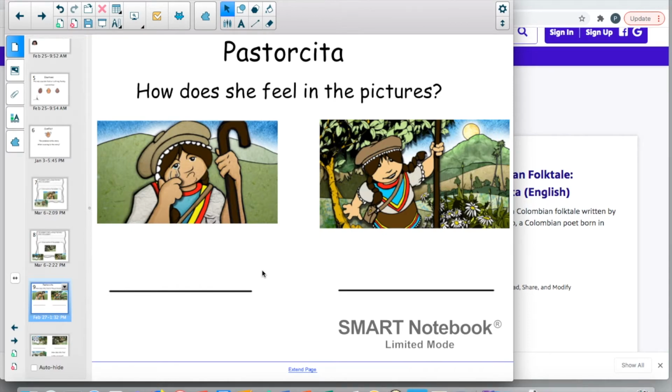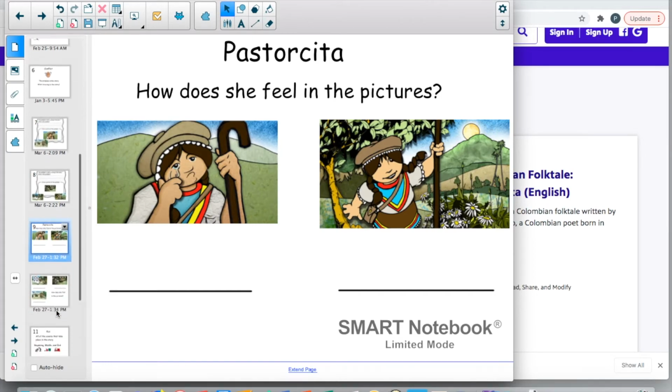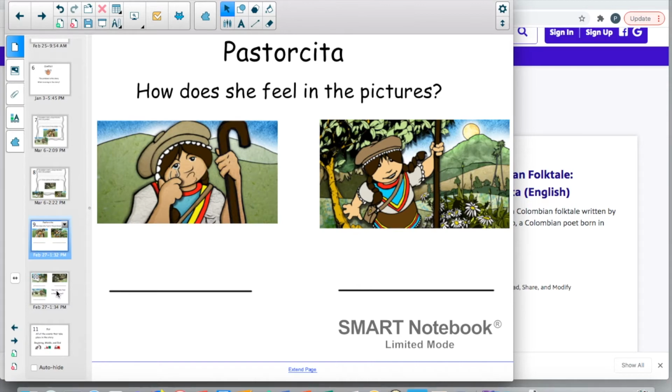So again, you can utilize this, like I said, PowerPoint, Jamboard, Google Slides, whatever works for you. I chose Smart Notebook just because it's a different feature, and I know that a lot of our schools have that. So I wanted to give you some options on how you can present different lessons to your class.